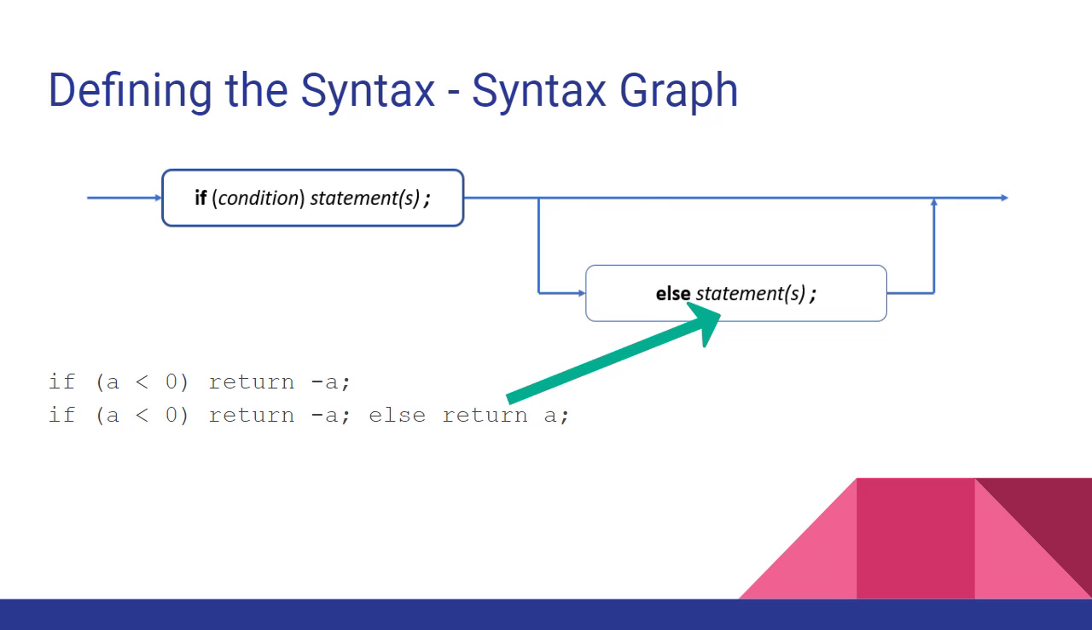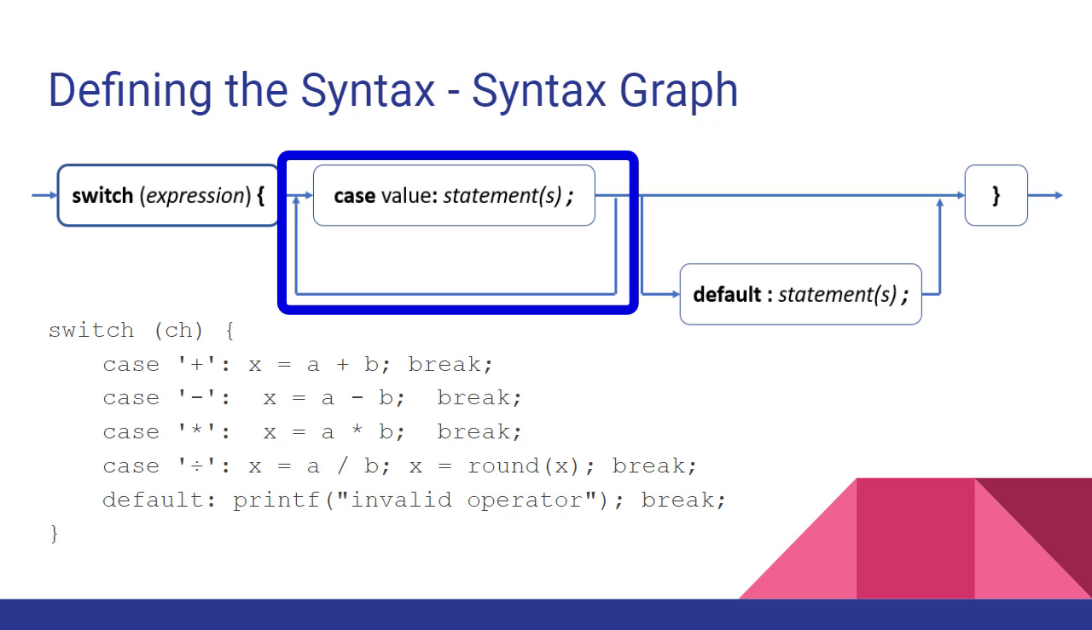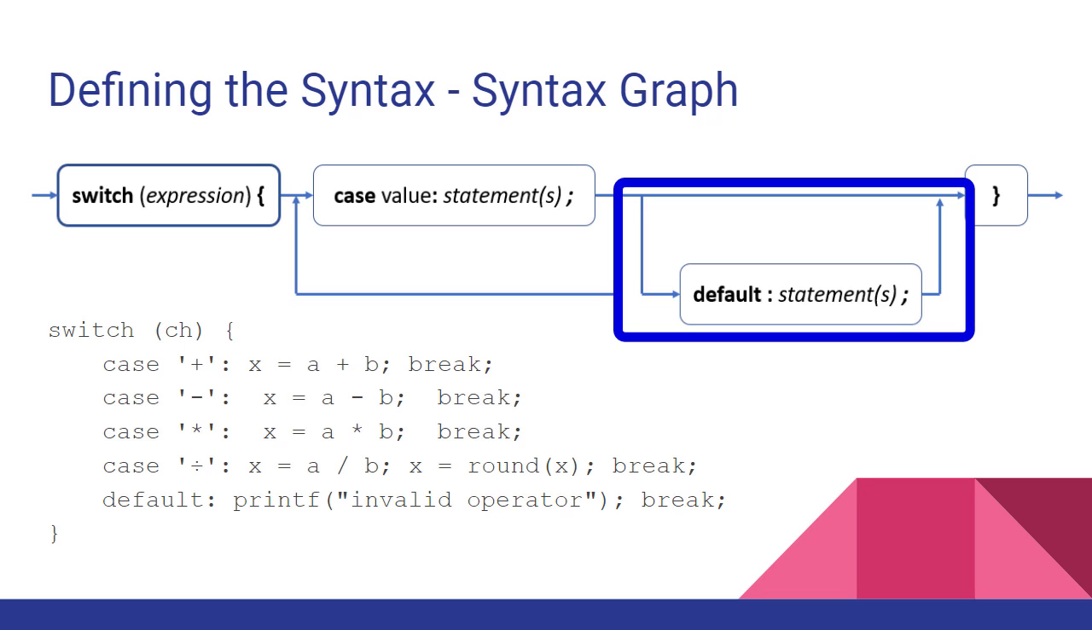Here's one for a switch statement, where we have a switch followed by an expression in parentheses, followed by an opening brace, and then notice we have a closing brace at the end. Then the switch is followed by one or more case statements. Notice the arrow says we have to have at least one, but we can have as many as we want because we can keep circling back. And then we have an optional default statement at the end.